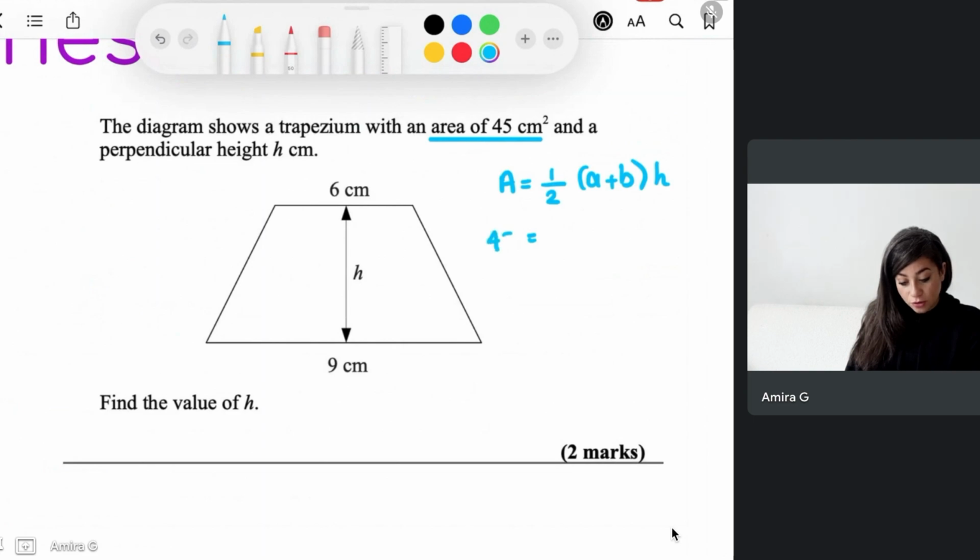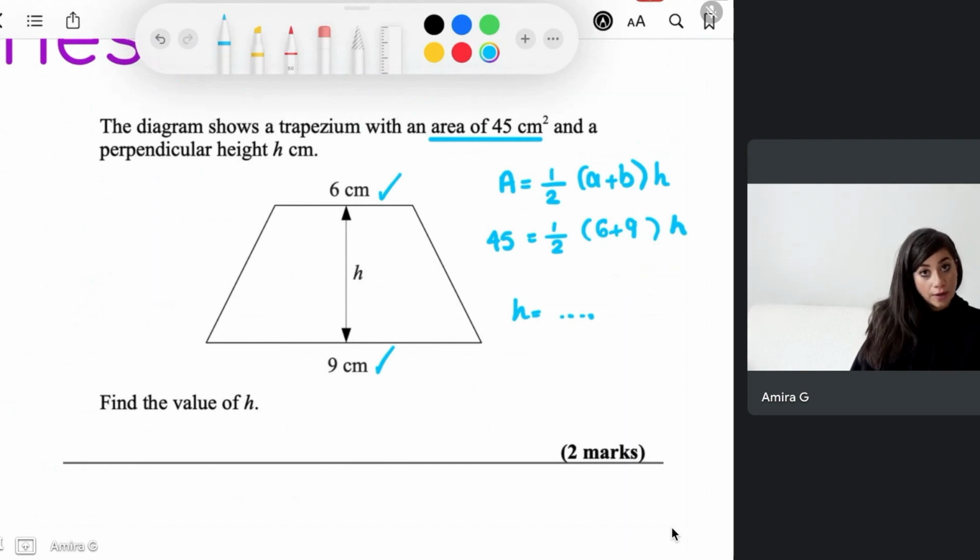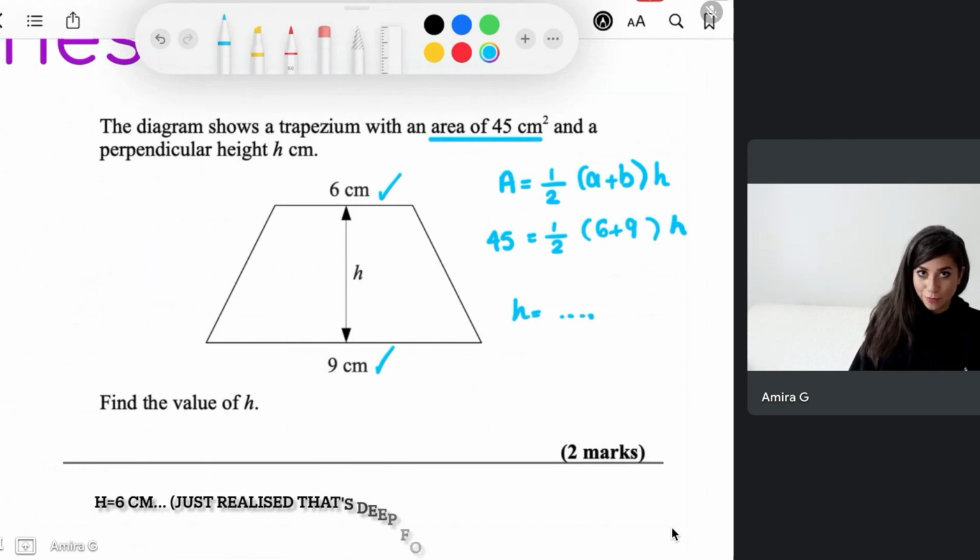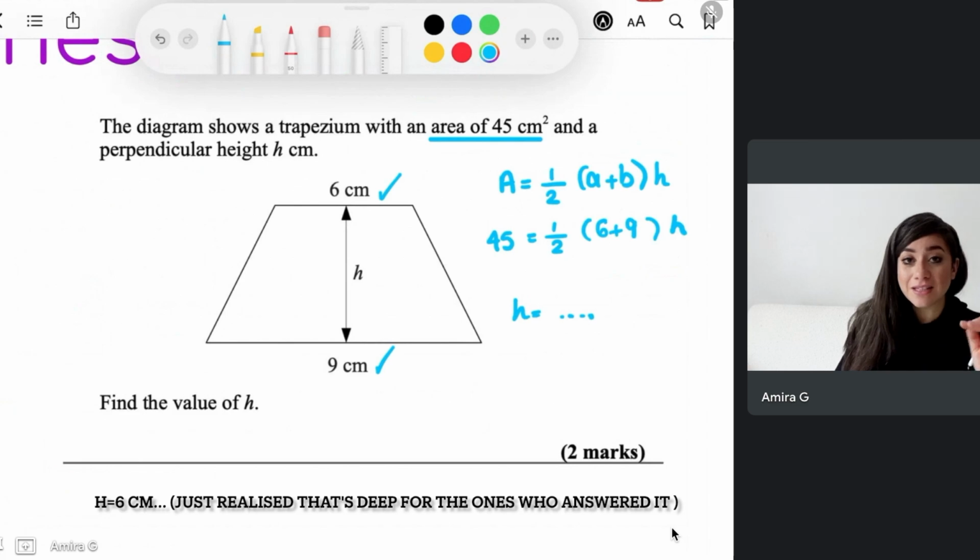Substitute: 45 equals 1/2, that's just a number, a plus b, 6 plus 9, and then times your height. When you simplify, you'll get h equals. I'm not going to give the answer because that's not what we're here for. We're here to learn the techniques. The answer doesn't matter right now.